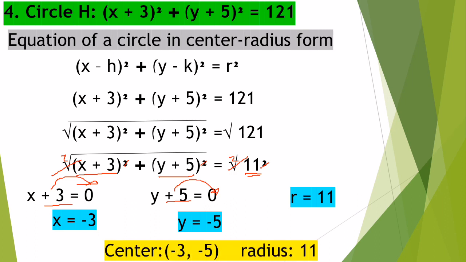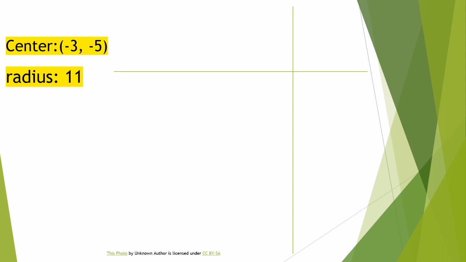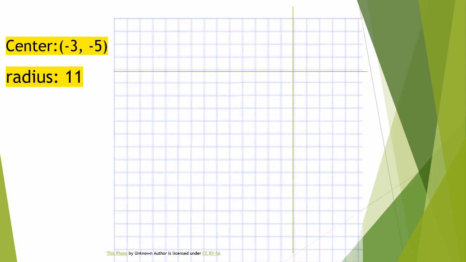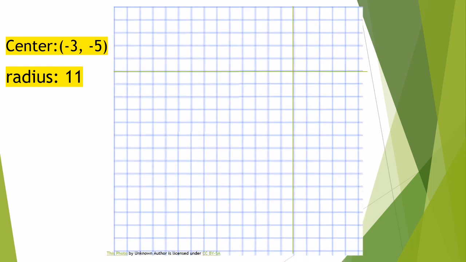Therefore, the coordinate of the center of the circle is negative 3 and negative 5, and the radius is 11. I-graph na natin ang mga given. So, ang coordinate ng center is negative 3 and negative 5 at ang radius ay 11. So, malaki-laki ang radius natin. So, gagamit tayo ng Cartesian plane.